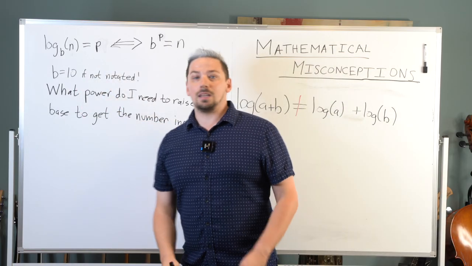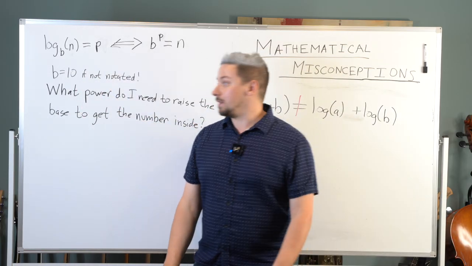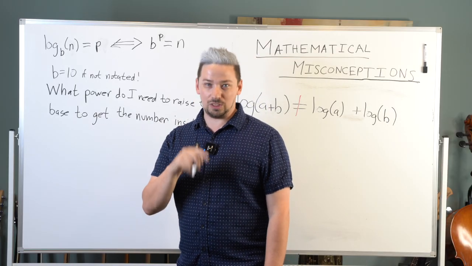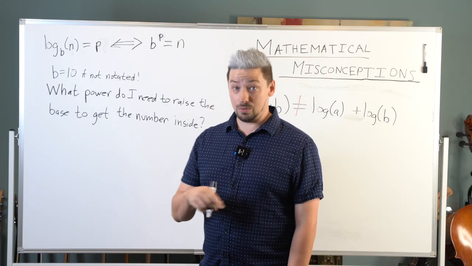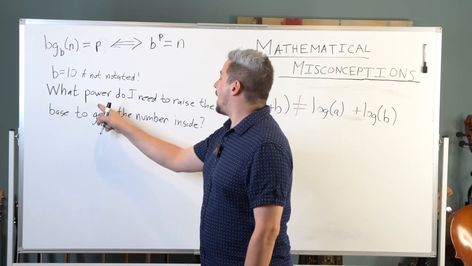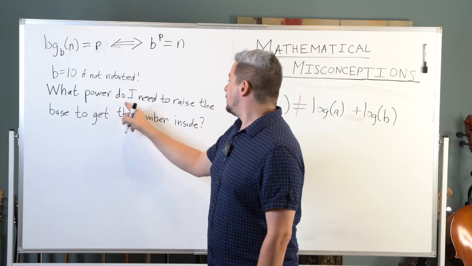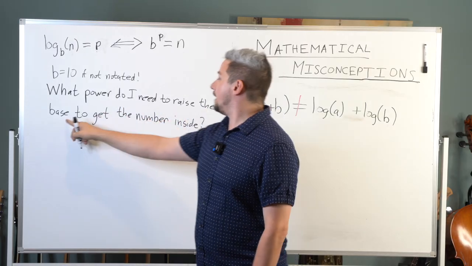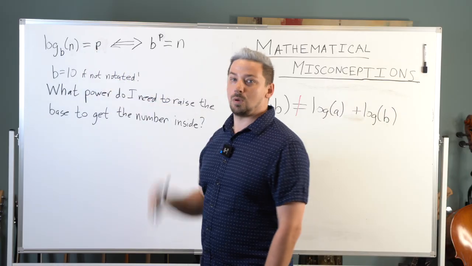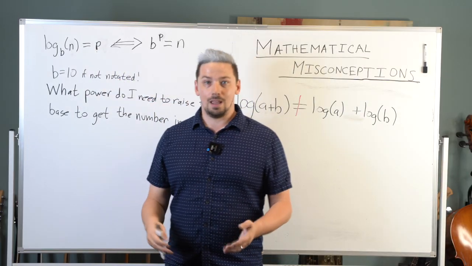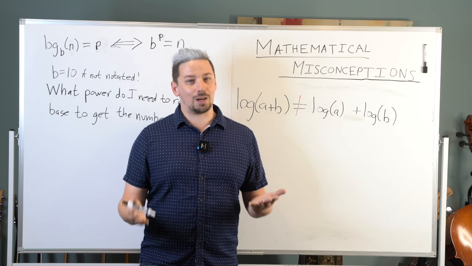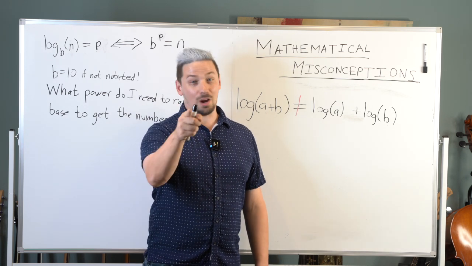And if b is not given to you, you have to assume it's 10 by default, unless there are instructions that otherwise say assume 2, which is the other common one, if you don't use natural log, ln. So what power do I need to raise the base b to get the number inside? And that's what logarithms look to answer. This is an exercise for Algebra 2 students and above, so if you're not there, earmark it and come back to it. Otherwise, I hope you're ready.